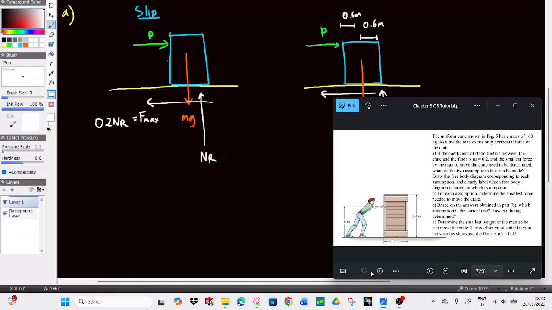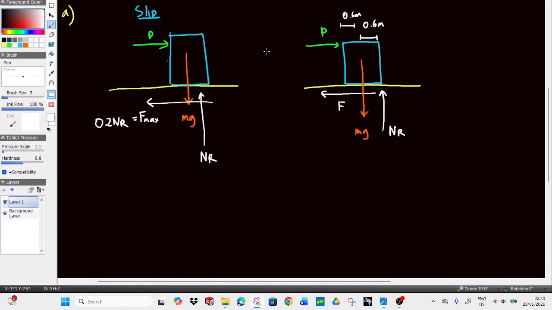What else? 2.4, so the whole box is 2.4 meters. And it turns out that your P, for a tip condition, I'm going to put it here, is 1.6 meters. So this is for the case where the conditions are tip condition. Right? So, you might be wondering why did I put the dimensions for the tip and not for slip?